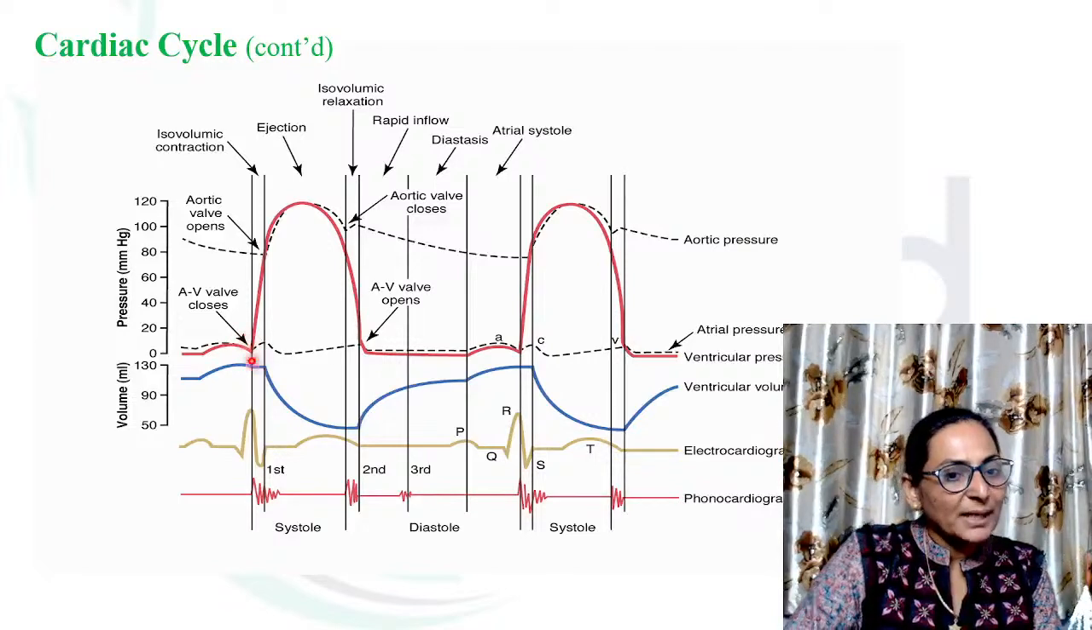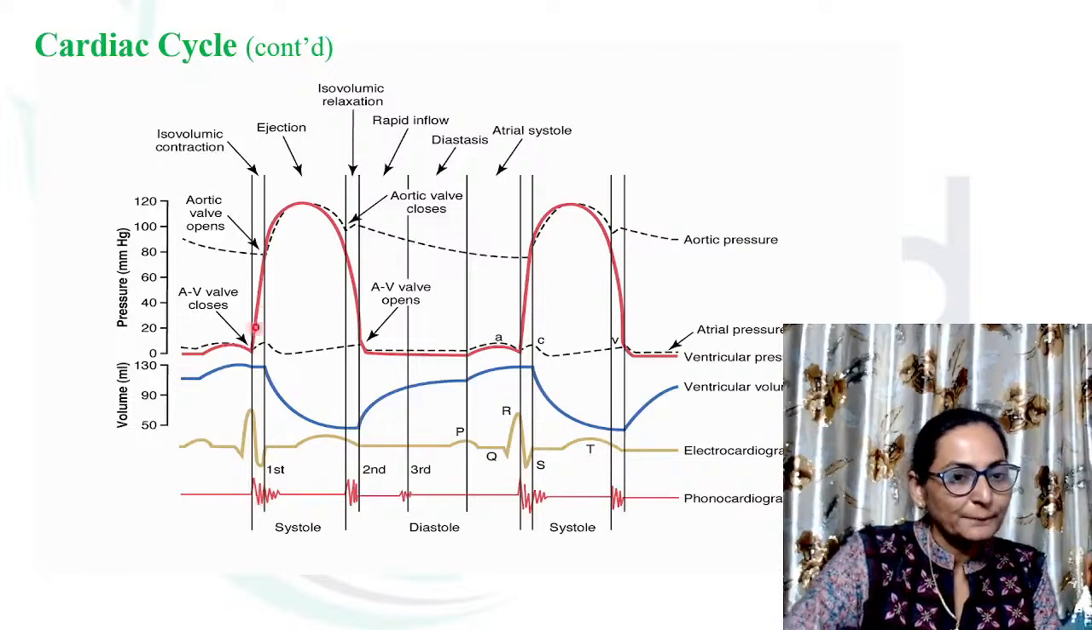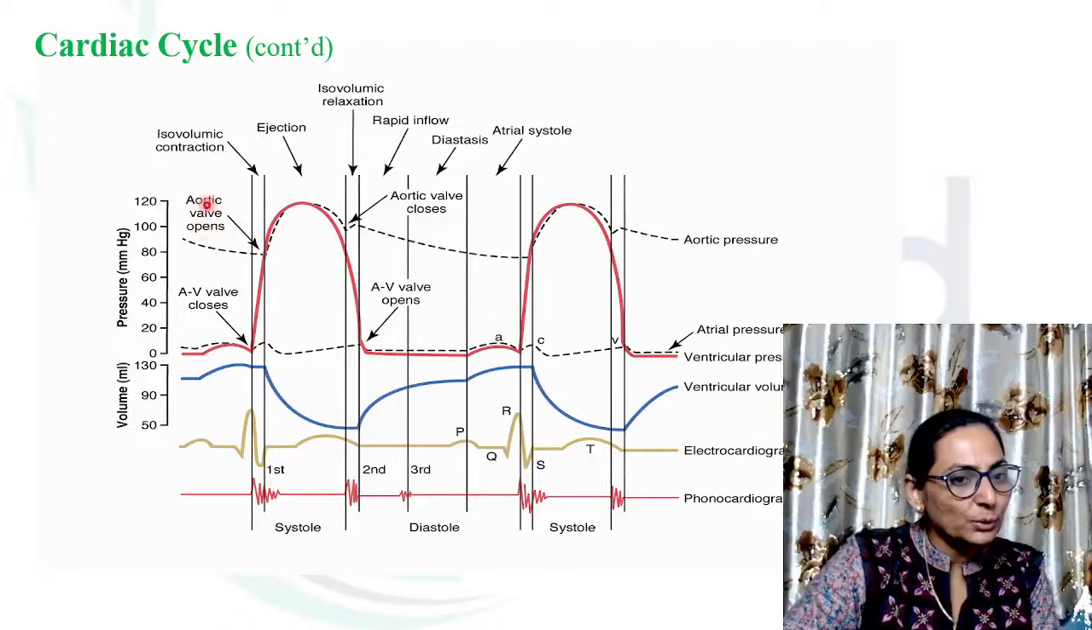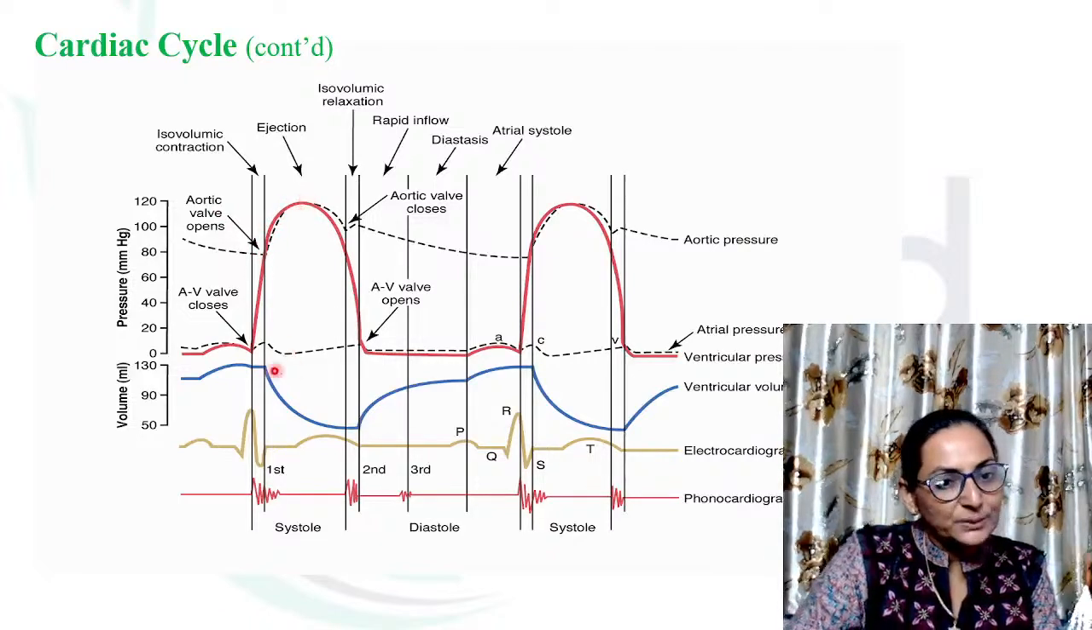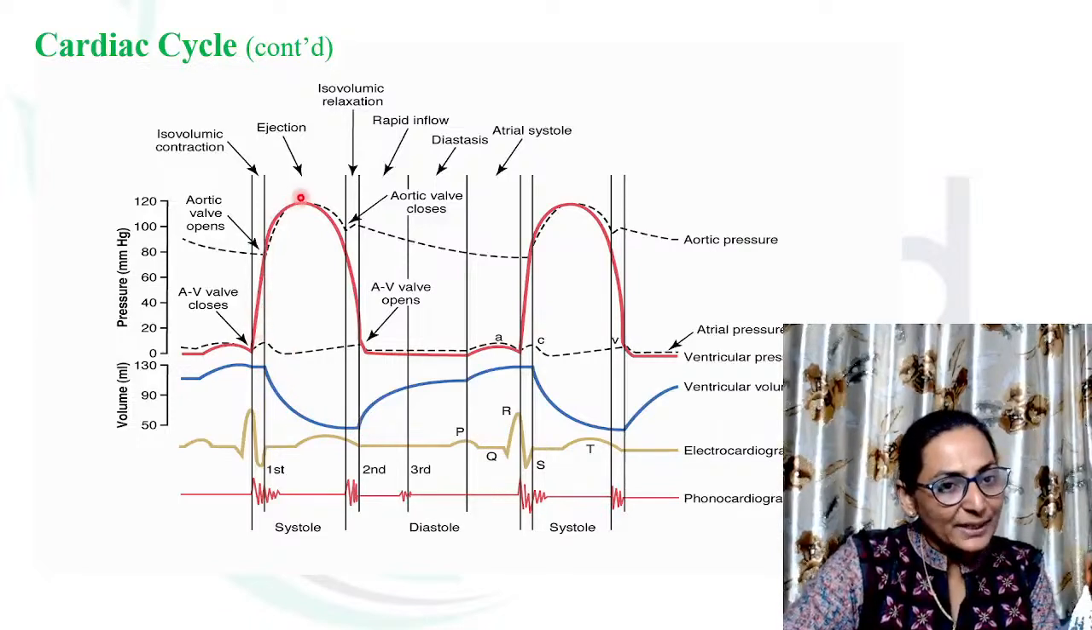The closure of the AV valve means the beginning of the isovolumetric contraction, production of the first heart sound, and the onset of systole. The pressure rises, and at a point the ventricular pressure will become more than the aortic pressure, resulting in the opening of the aortic valve and ejection. As the pressure is more during the ejection, you will see that the volume starts to fall. So the pressure rises and the volume falls, right?